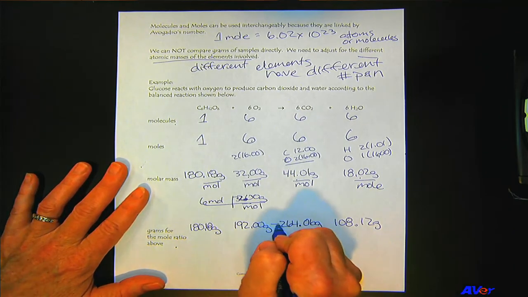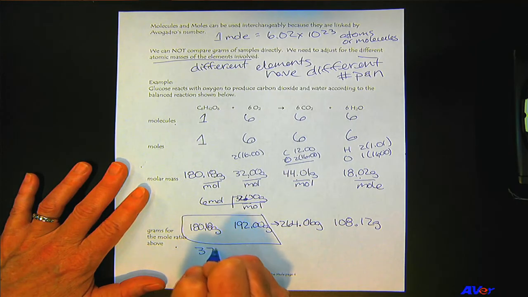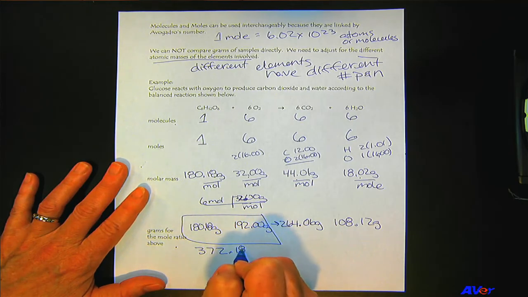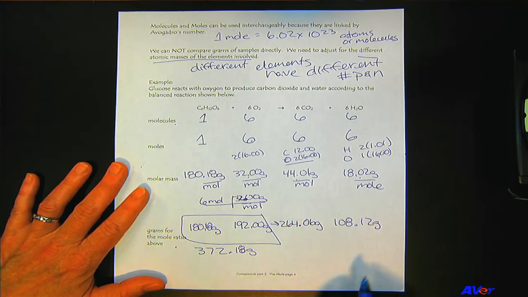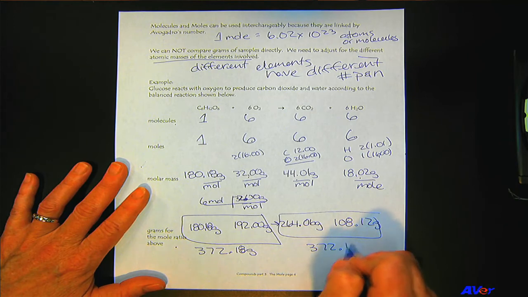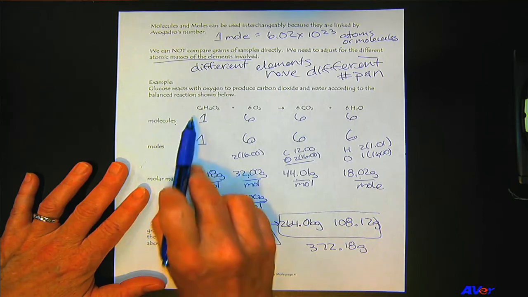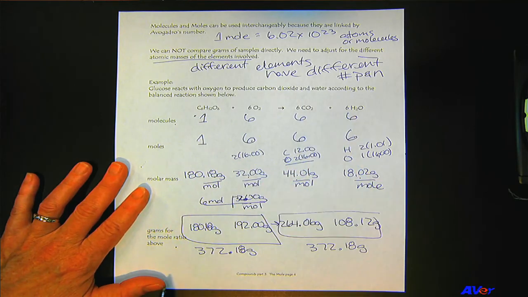Now let's look. If we add this all up, 372.18 grams is the reactants, and 372.18 grams is the product. So we can see that overall, the balanced reaction does obey the conservation of mass. We have the same amount of mass.